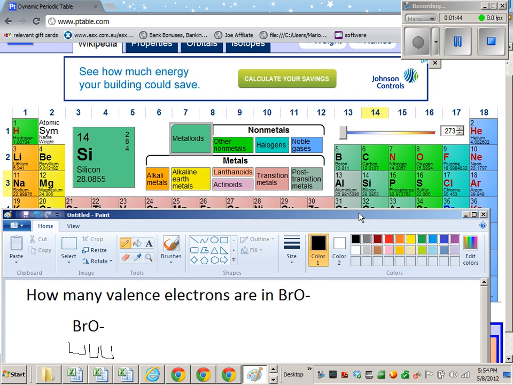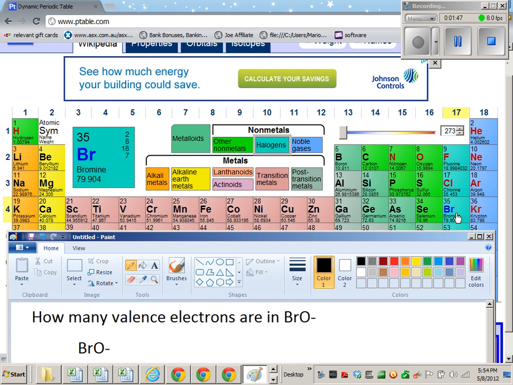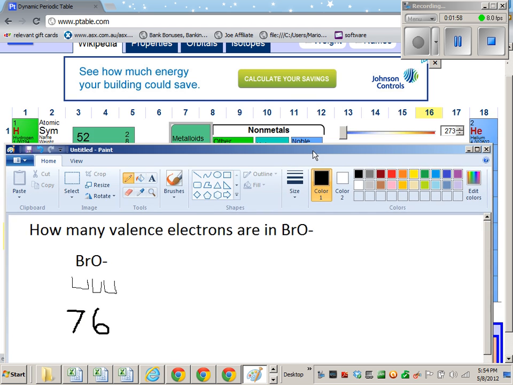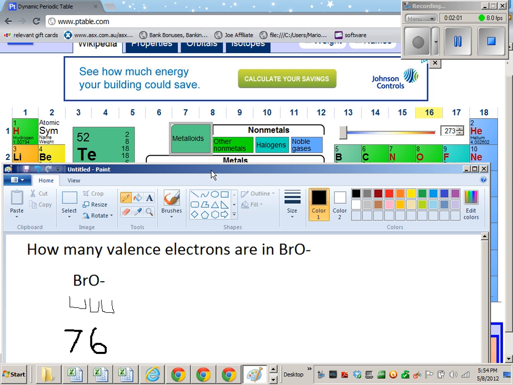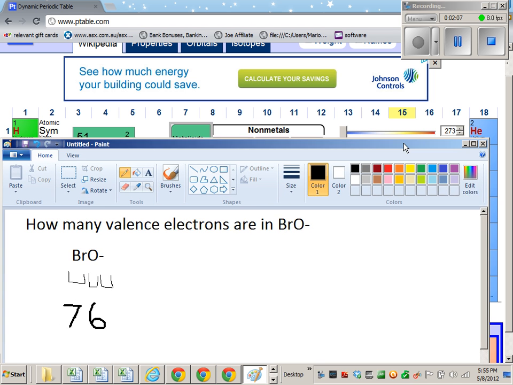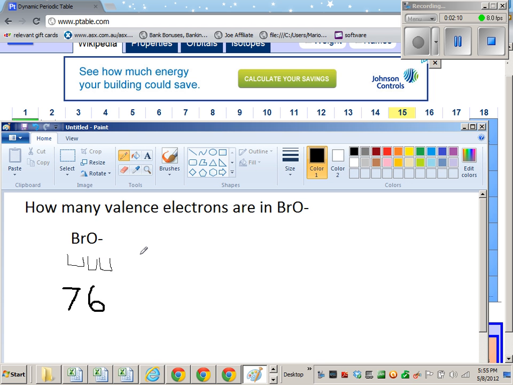For bromine, I can look up bromine. Bromine is in the 7th column, again. So that means that it has 7 valence electrons that we'll think about. So bromine has 7 valence electrons, and oxygen has 6. And the minus charge is -1. This -1 charge means it has an extra electron above and beyond the bromine and the oxygen. So I would count this as 1 electron, and now I'm going to add these up to get the total valence electrons. So 7 plus 6 plus 1. So this thing has 14 valence electrons.